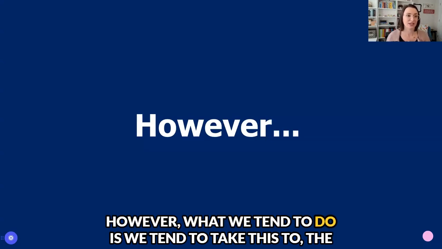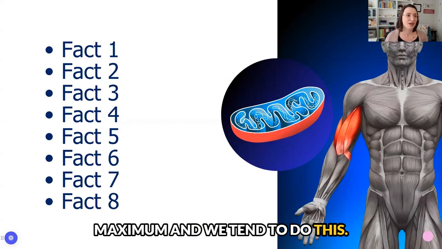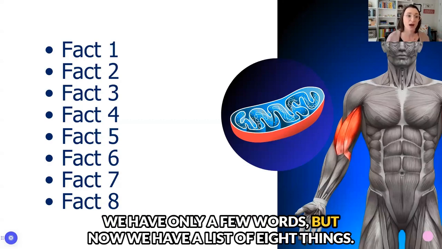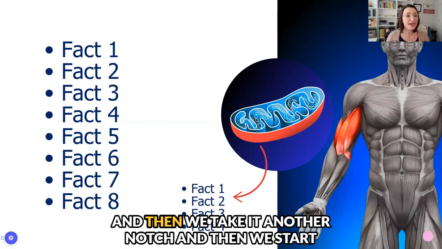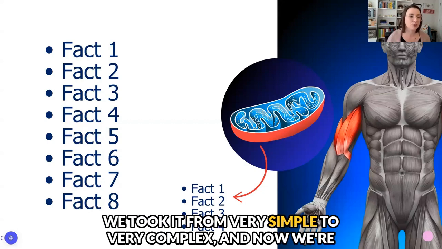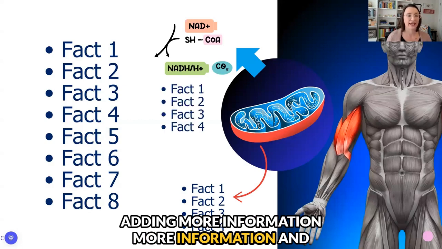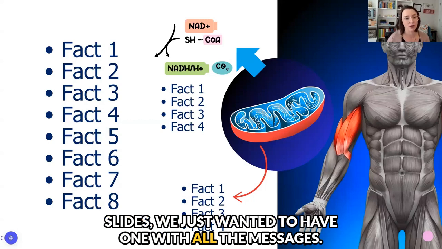However, what we tend to do is we tend to take this to the maximum, and we tend to do this. We tend to use a very paced way of speaking. We have only a few words, but now we have a list of 8 things. Will I remember a list of 8 things after 30 seconds? Probably not. And then we take it another notch, and then we start adding things to this, right? We are animating our very complex slide. We took it from very simple to very complex, and now we're adding more information, and more information. Because instead of having 3 slides, we just wanted to have 1 with all the messages.